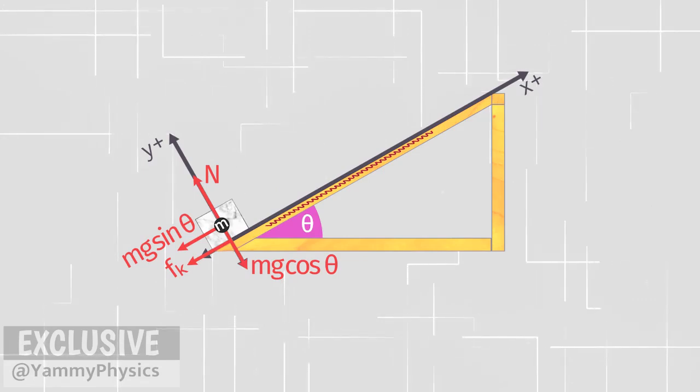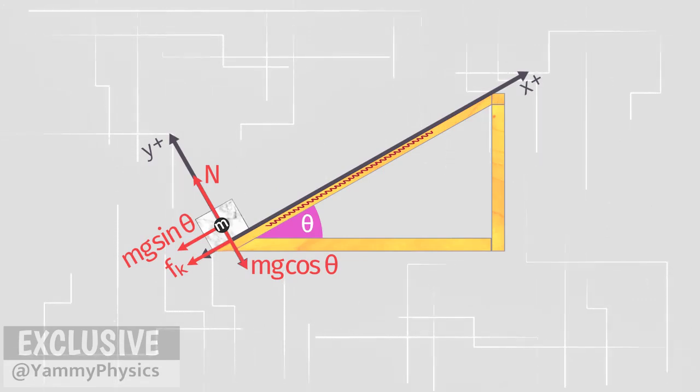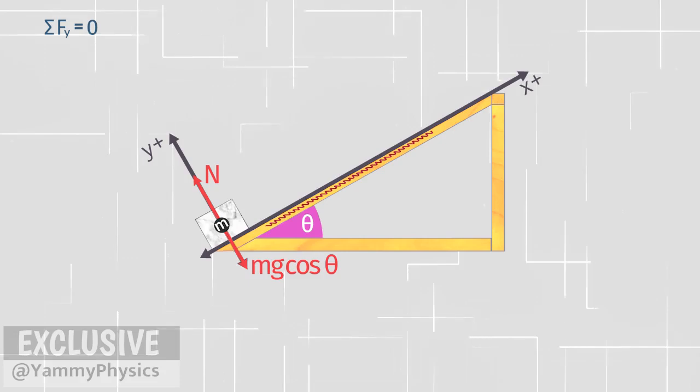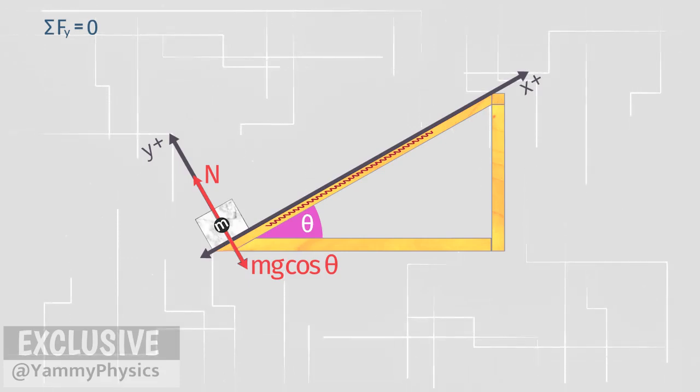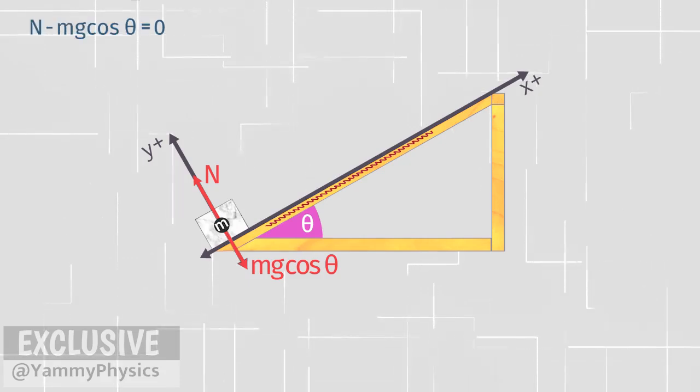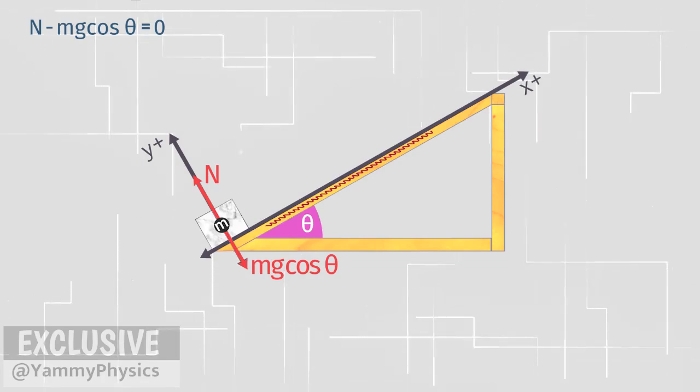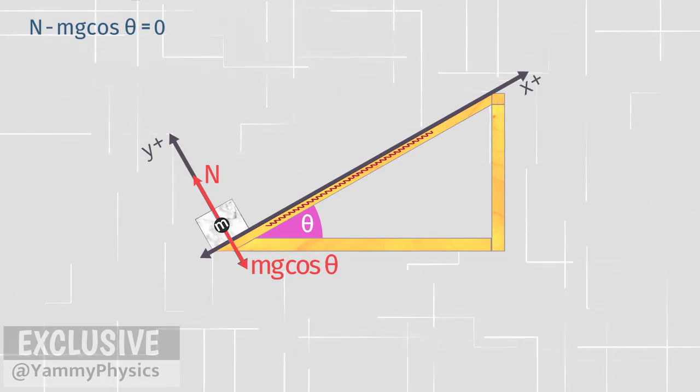We know that the brick is not moving on the y-axis. The resultant force in that direction is 0. N minus mg cosine theta is 0. Let's call this equation 1.